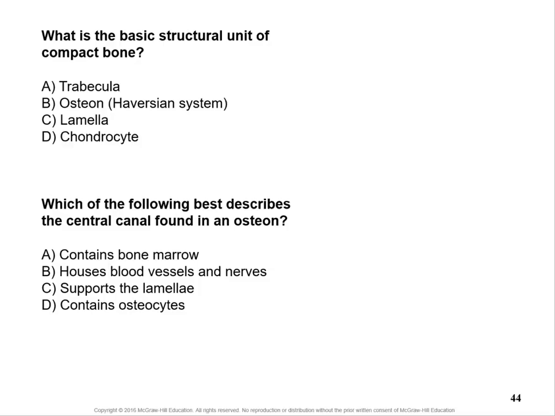Okay, so some questions. First question, what is the basic structural unit of compact bone? We know that it is B, the osteon. Which of the following best describes the central canal found in an osteon? Does it contain bone marrow? No, that's the medullary cavity. Does it house blood vessels and nerves? Yes, it does. So B is the correct answer. The central canal is where you can find the blood vessels and the nerves going through the bone.